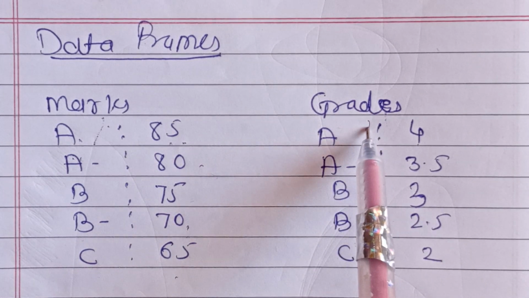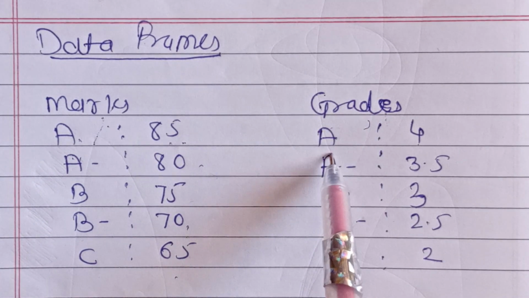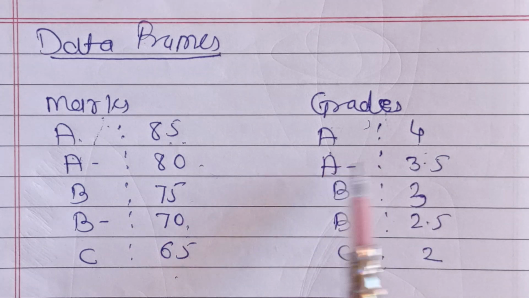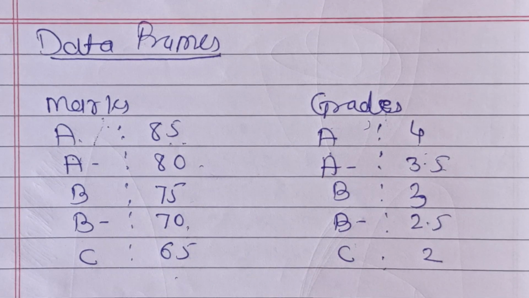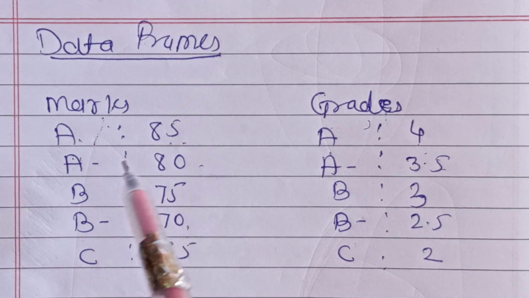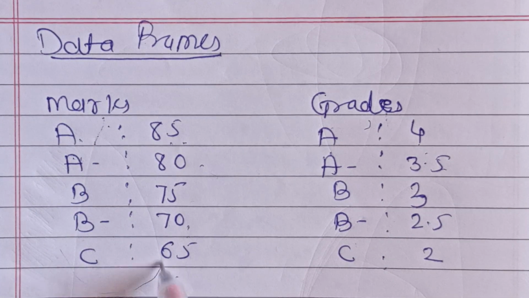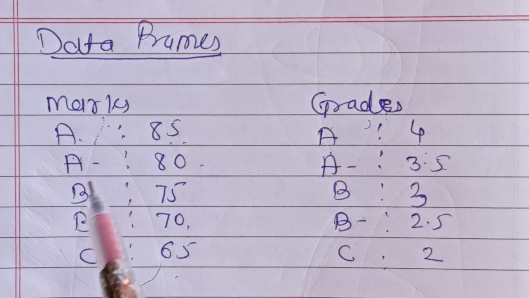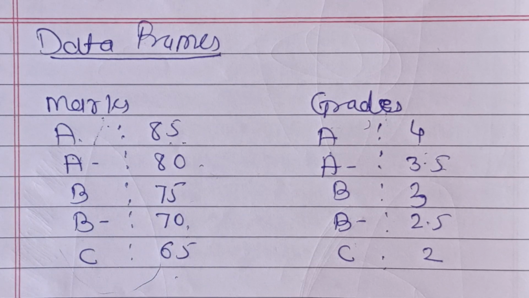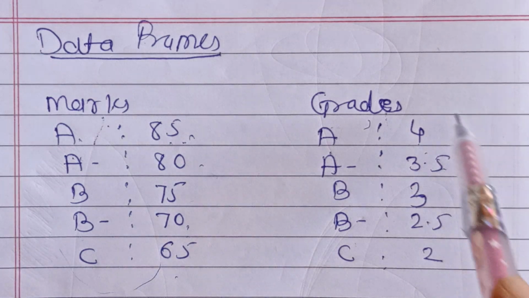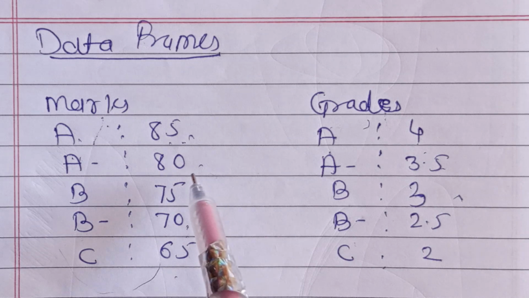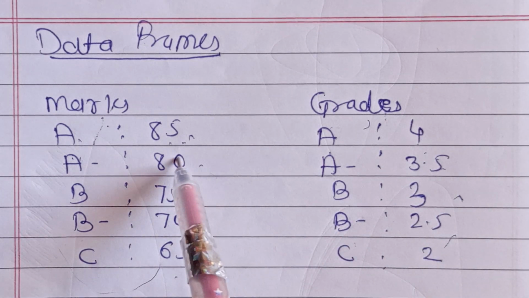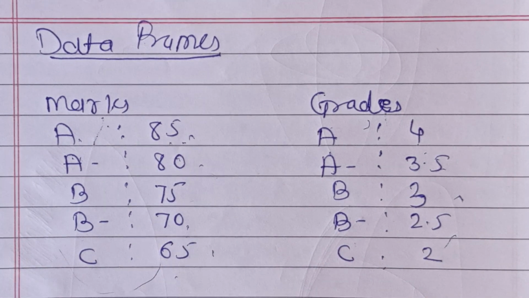Now one more dictionary, grades. It is having values A equals to 4, A minus 3.5, B 3, B minus 2.5, C equals to 2. Now here you can notice we have one thing in common, that is the grades, that is A, B, A minus, B, B minus, and C. And the values in marks are different and values in grades are different. These are in the form of maybe 1 to 5, and these are in the form of the numbers 1 to 100.